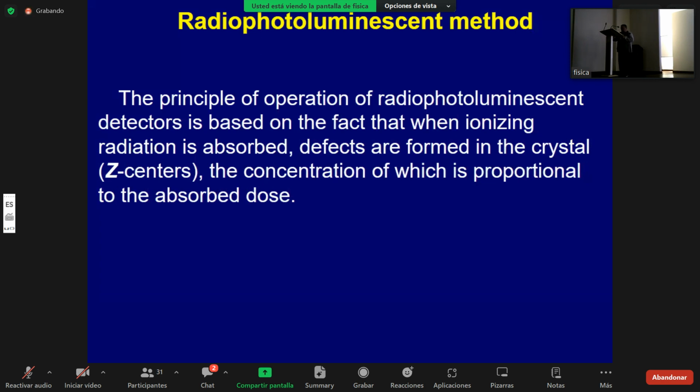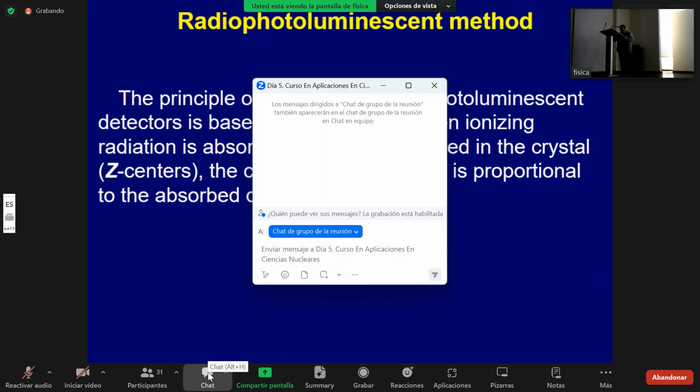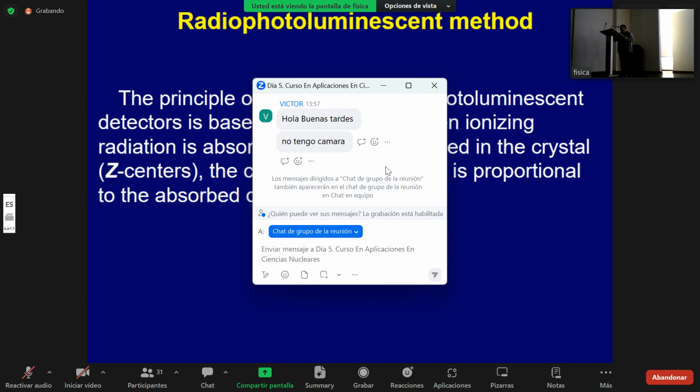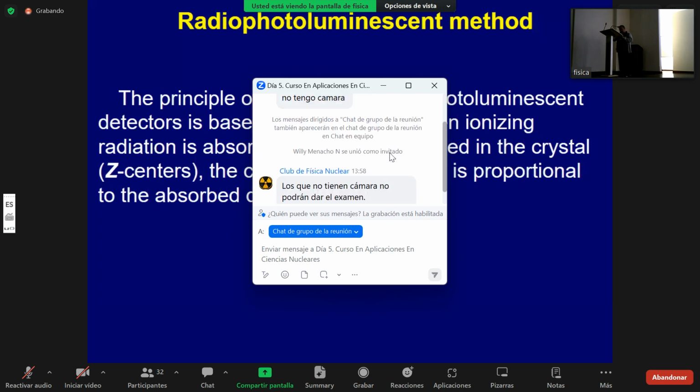The radiophotoluminescence mechanism is determined by the fact that ionizing radiation itself can create defects in the crystals. The same story as previously, but in this case we will use a different spectrum. The principle of operation is here.